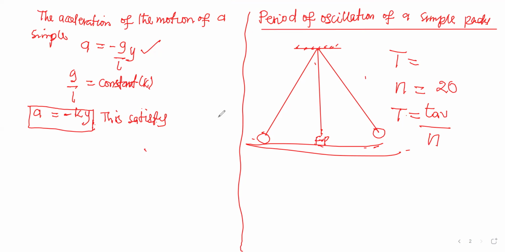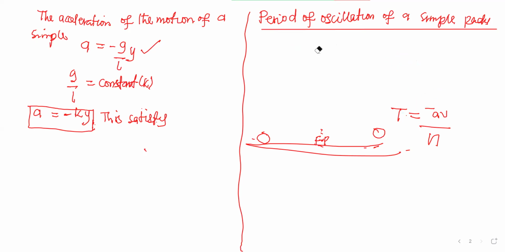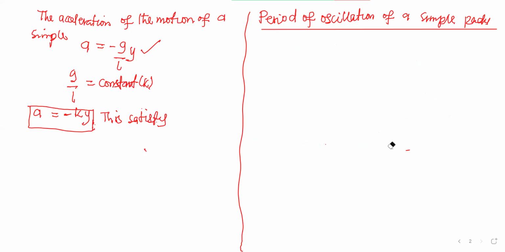So let's quickly look at the period of oscillation of a simple pendulum. How do we do it? Theoretically. Practically, we must count the time for a certain number of oscillations and divide the total time by the number. But theoretically, there's also a way to go about this.